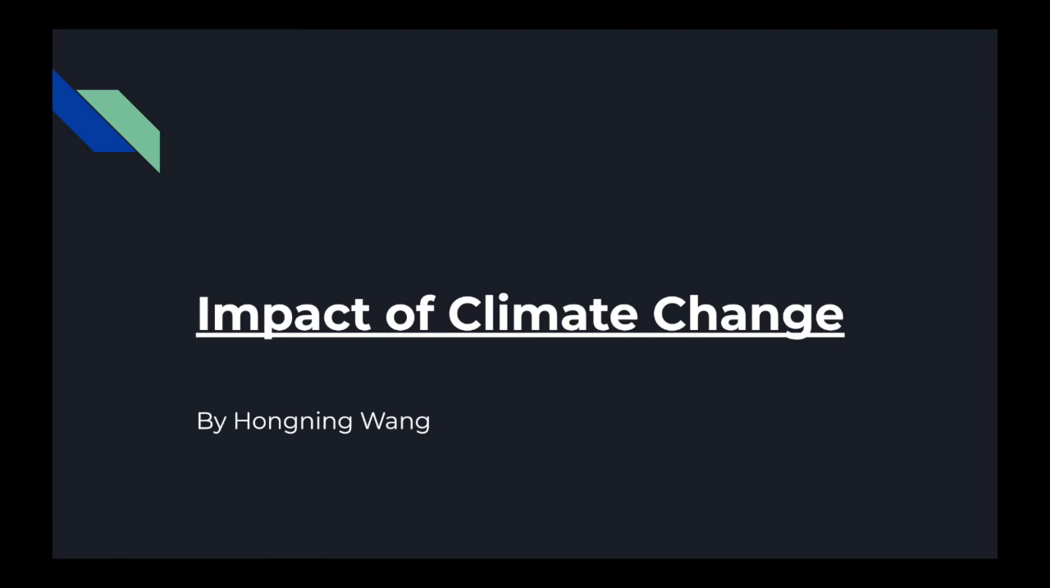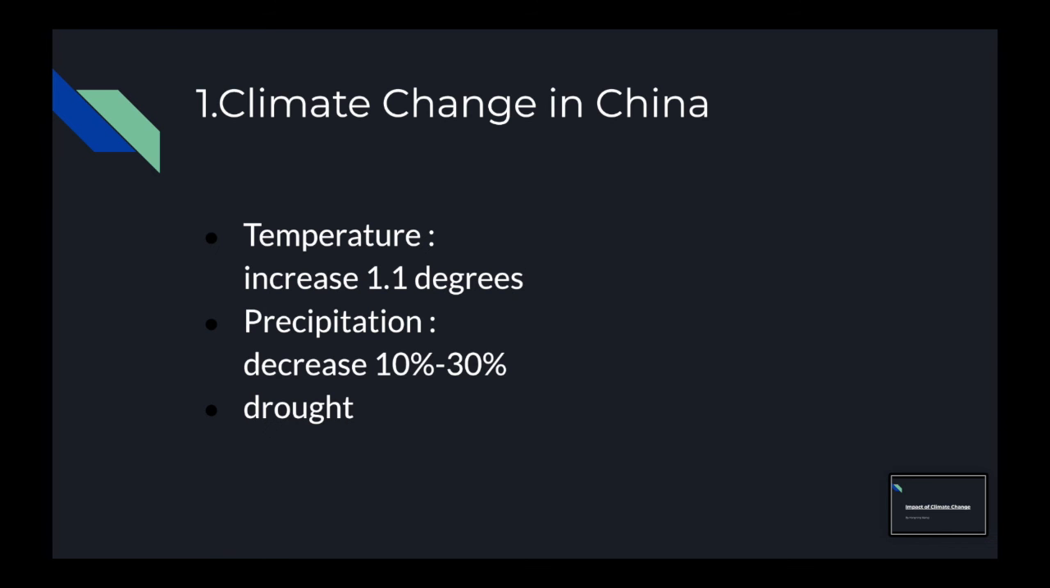Hi, I'm going to talk about the impact of climate change in China. So, in the past 100 years, our climate has experienced significant warming. From data, the temperature has increased by 1.1 degrees in 100 years, which is higher than the global average of 0.74 degrees. Precipitation in North and Northeast China decreased significantly, with an average decrease of 10% to 30%.